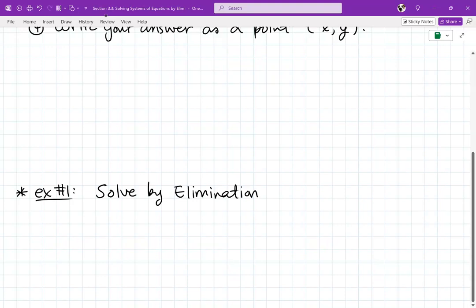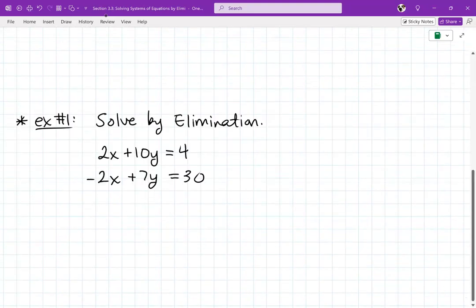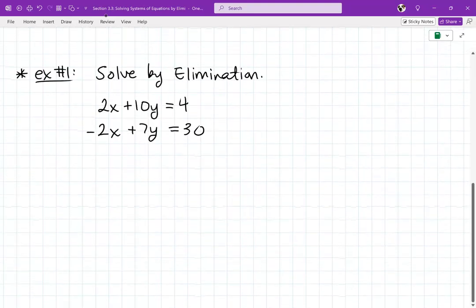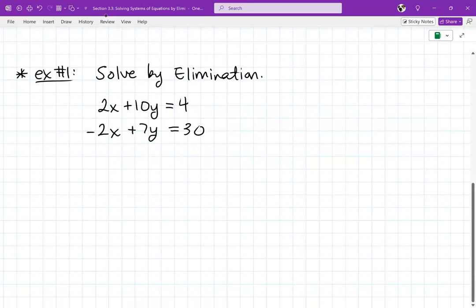Okay, so solve by elimination. So here's this one right here: 2x plus 10y equals 4. Negative 2x plus 7y equals 30. Now notice how I didn't write these side by side? Because for elimination, you want them vertically aligned.